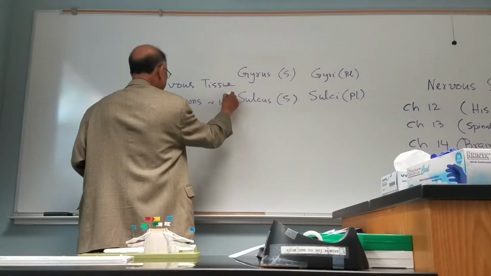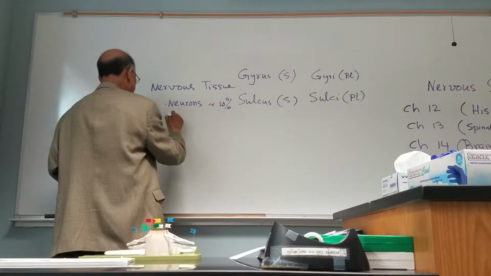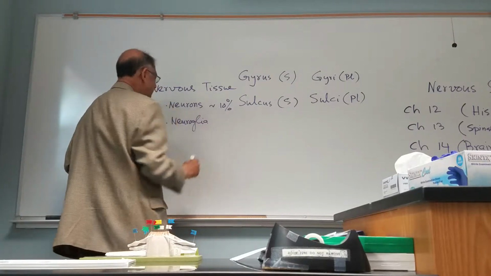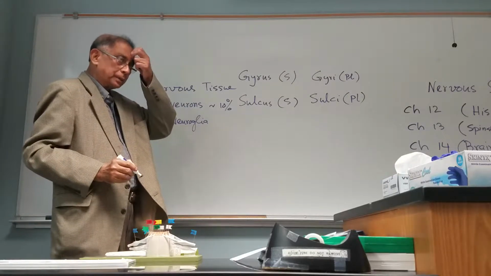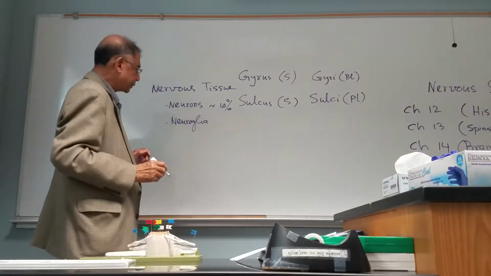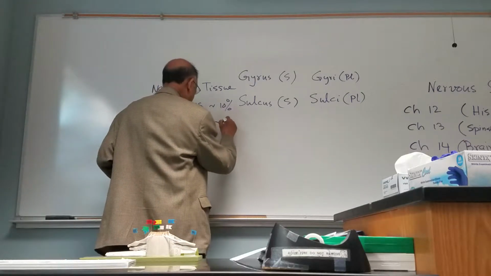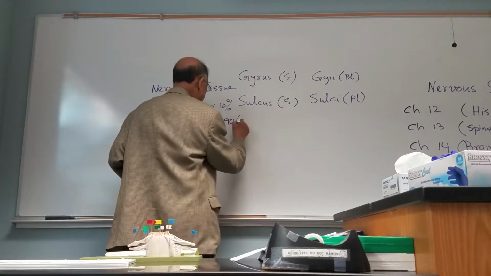Approximately 10%, and neuroglia, the associated cells, very closely associated cells, literal meaning nerve glue, approximately 90% of neural tissue.